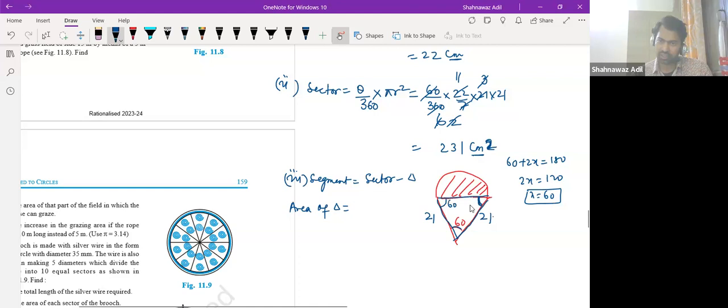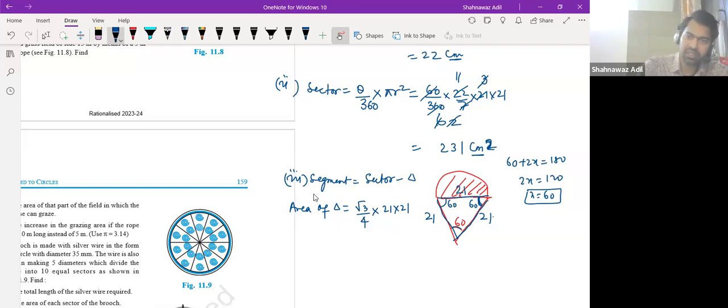So this is 60, this is 60. So we can use root 3 by 4, and the side is 21. So this chord length will also be 21. Right, so root 3 by 4 into 21 into 21. Let us keep it that way.